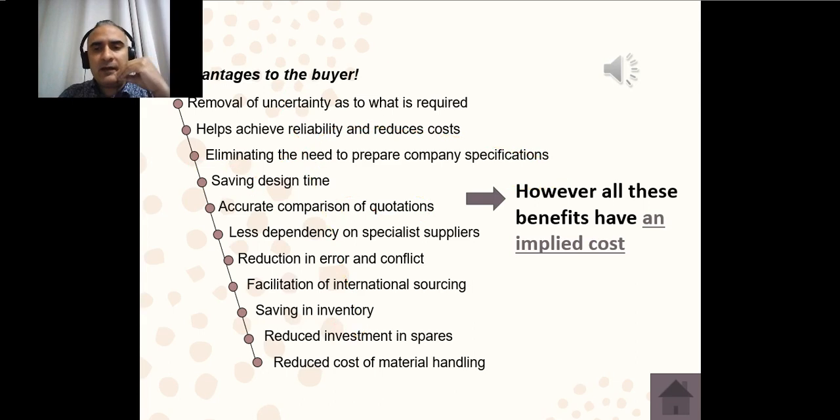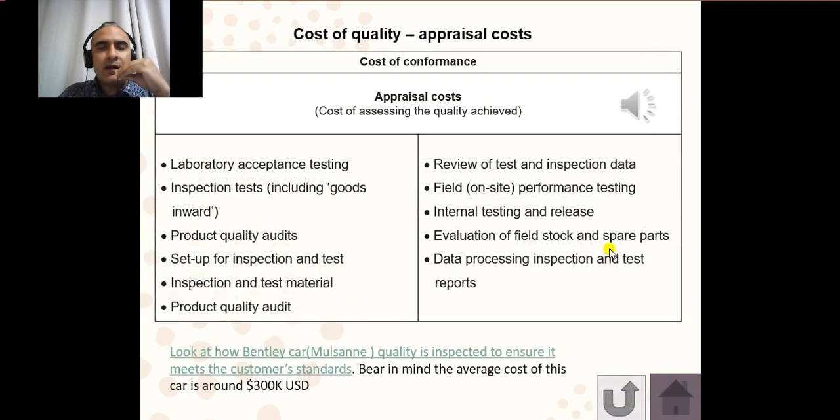Now, one of the biggest issues that we have with higher quality is that there's implied costs. That means that just because I want to have higher quality doesn't mean that the product is going to be cheaper. So here we have some appraisal costs, cost of conformance.